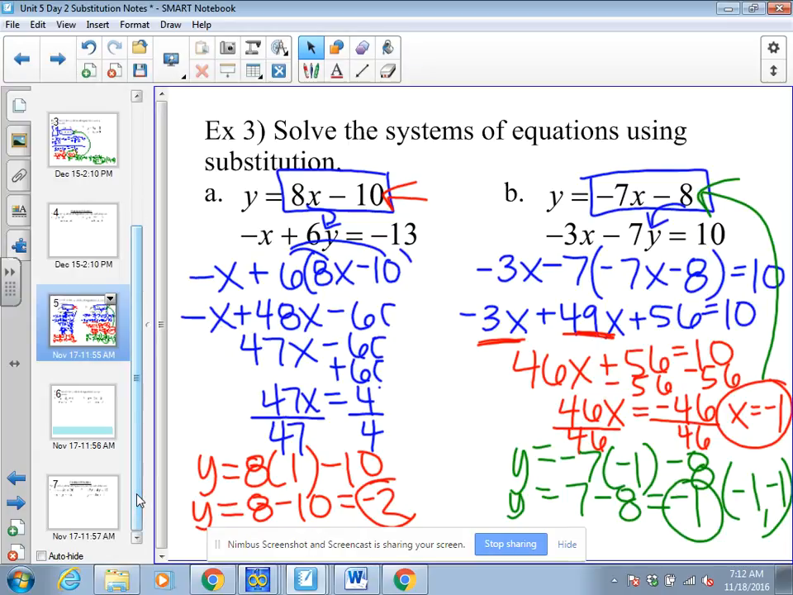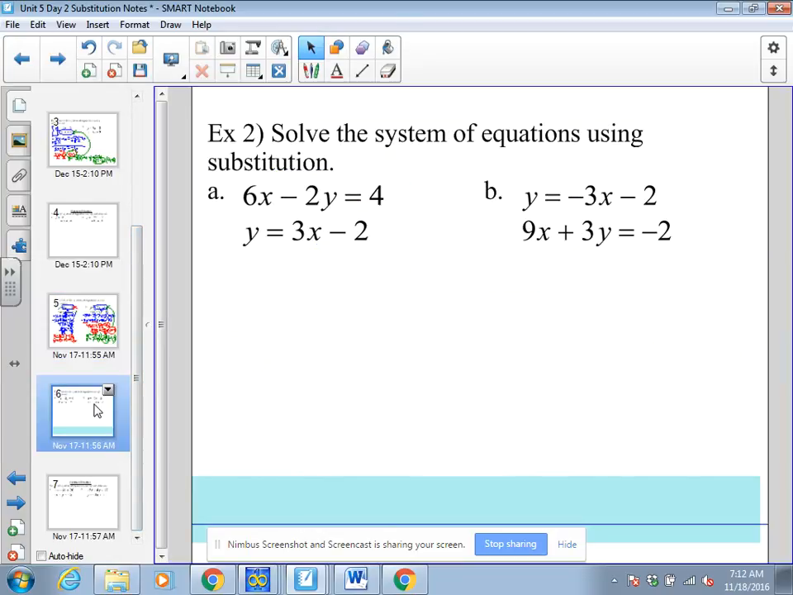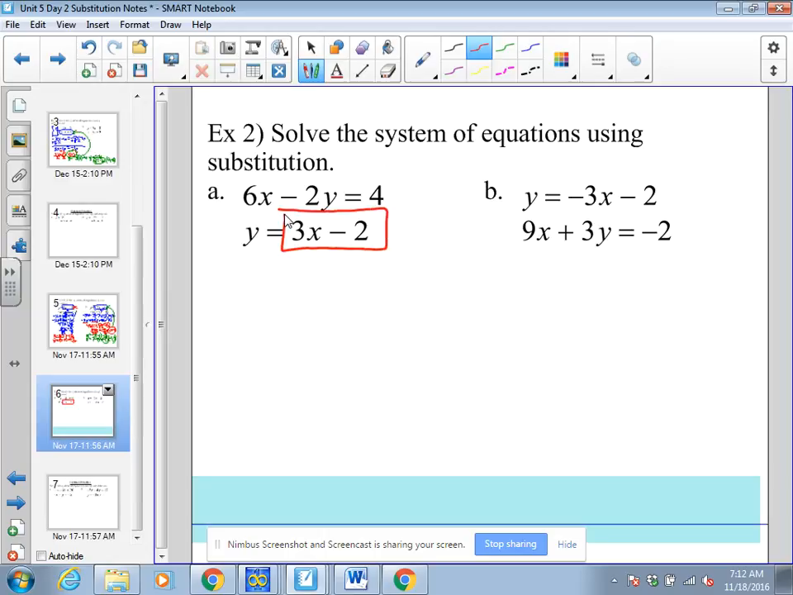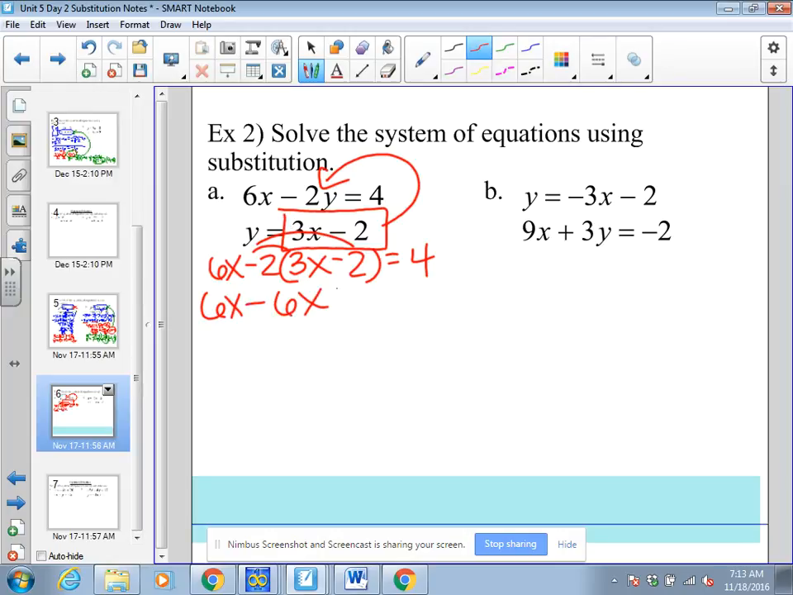I'm going to give you a couple more examples. We're going to start solving this just like we did in the last one. I have an equation in standard form, an equation in slope-intercept form. So I'm going to take my slope-intercept form, and I'm going to plug that in for y. So this is going to become 6x minus 2 times 3x minus 2, that's my new y, equals 4. Then just like every other time, we've got to distribute. So I have 6x minus 6x plus 4 equals 4.